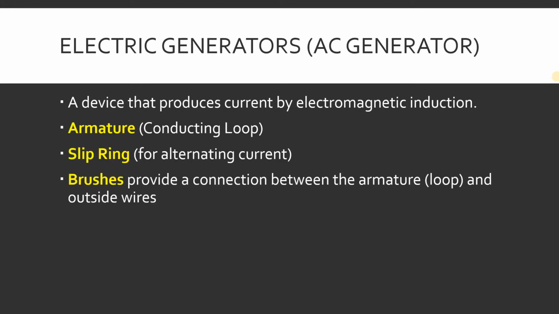Well, it's going to have some parts. All motors should have some parts, but this specific one, the AC generator, is going to have these 3 parts. I'll go through these 3 real quickly. It's going to have an armature, which is a conducting loop, a slip ring, which I'll talk more about, which produces that alternating current, and brushes. The brushes are important. This will be true of AC generators as well as DC generators, but it's really the slip ring that is unique to an AC generator. So you have an armature, a slip ring, and brushes.